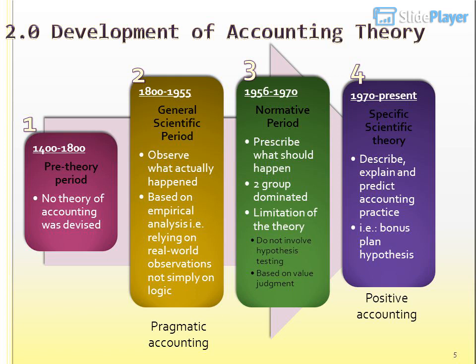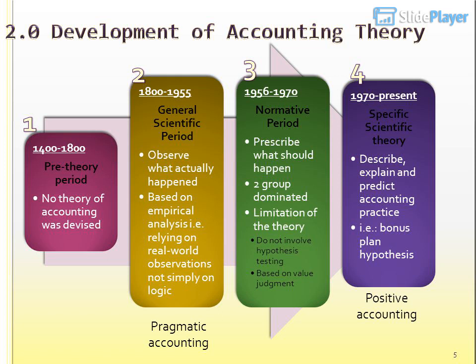1956 to 1970, the normative period: prescribe what should happen. Two groups dominated. Limitation of the theory: it does not involve hypothesis testing and is based on value judgment.